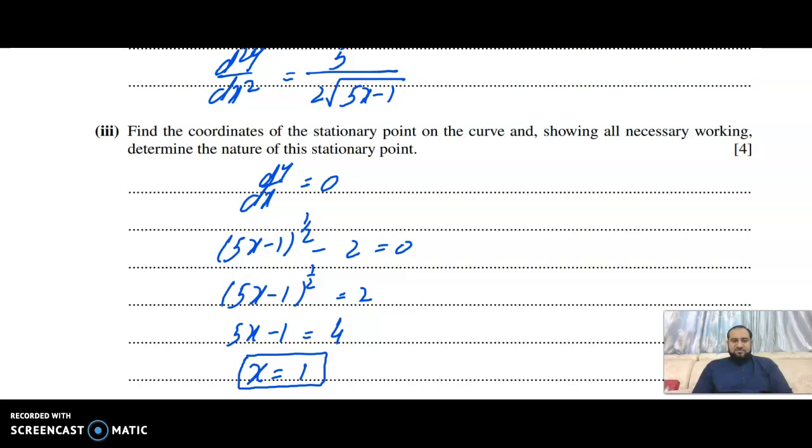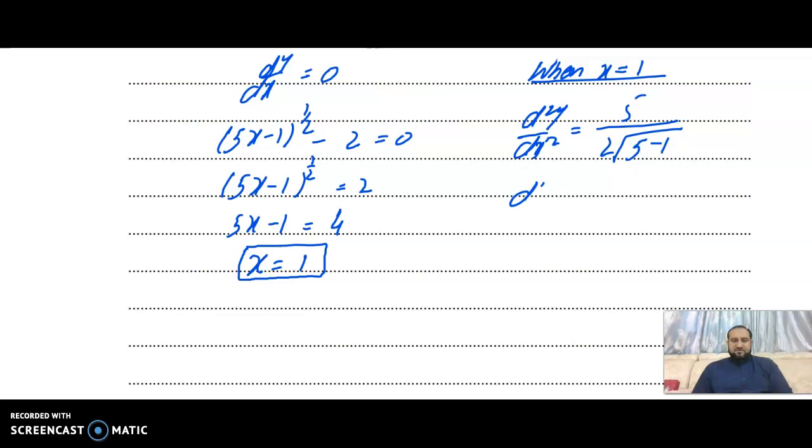Now we need to check the nature, so we put this value into our second derivative. When x is equal to 1, d square y over dx squared is 5 over 2 times the square root of 5 minus 1. 5 minus 1 is 4, and the square root of 4 is 2. So this is 5 over 4, and this is greater than 0. If it is greater than 0, that means it's a minimum.